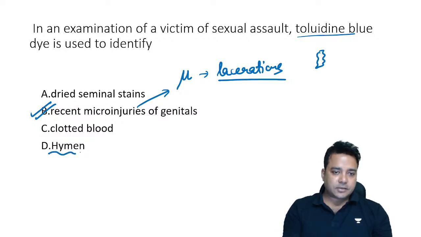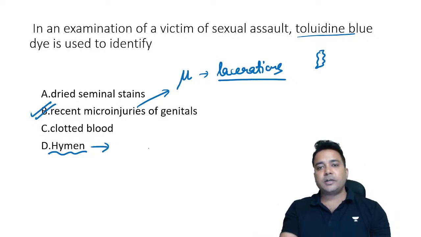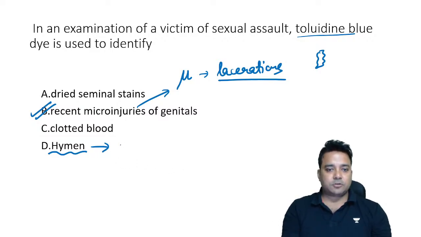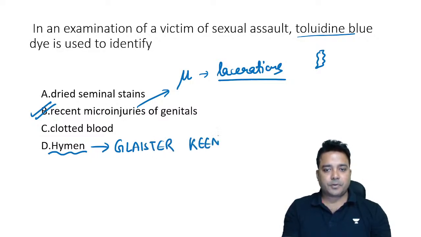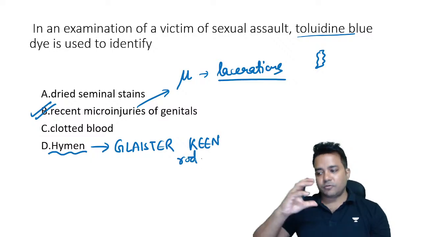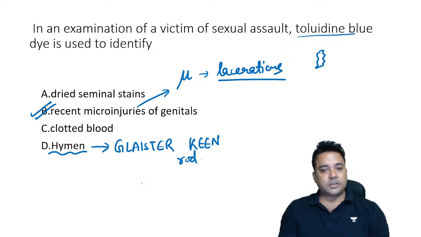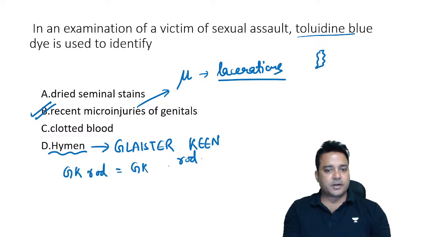Hymen examination is facilitated by which instrument? What is the name of that instrument which is used to examine hymen and its tears in such cases? That instrument is called Glaister Keen rod. This is a bent glass or plastic rod with a spherical head over one end. So GK rod. GK rod is used to increase the general knowledge of hymen. This is how we remember now. GK rod for general knowledge. General knowledge मतलब examination of hymen. GK will help you remember कि GK stands for Glaister Keen.